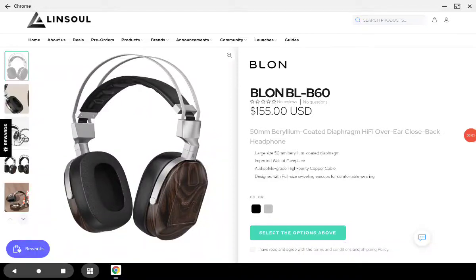BLON has officially released their BL B60. It's now available first on Linso, and I know it's also on AliExpress if you want to pick it up. One of the big things about it is that the 50 millimeter driver it's coming with is beryllium coated. It's tuned very well for audiophiles.